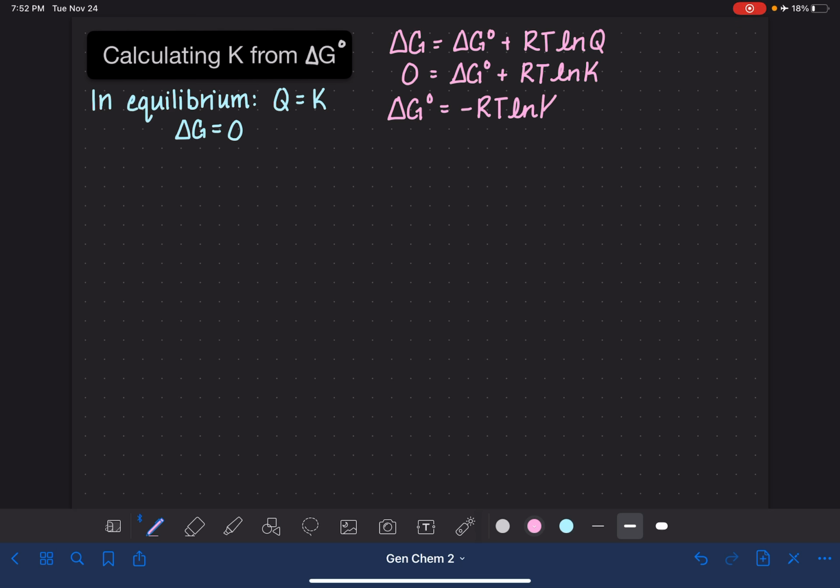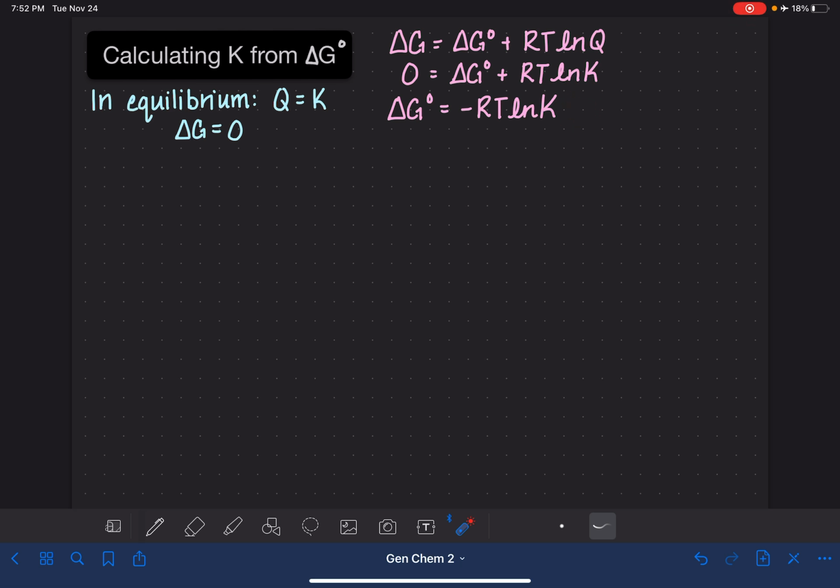log of K. And in this equation, delta G standard can be calculated using Hess's law, or it can be calculated using delta G equals delta H minus T delta S. R is the ideal gas constant in the form 8.3145 joules over moles Kelvin. T, the temperature, is in units of Kelvin. And K is just our equilibrium constant.